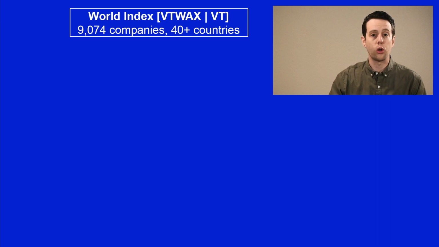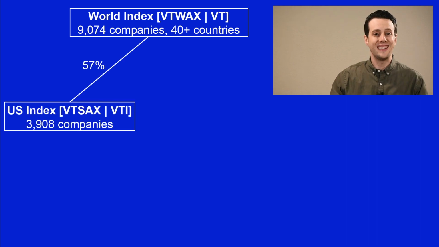The ticker for the Total World Index is VTWAX for the mutual fund and VT for the ETF. These are the same fund, just two different share classes. The fund tracks the FTSE Global All Cap Index with 9,074 companies in over 40 countries. I made another video detailing this fund, which I'll link up here and below. At the next level, Vanguard has VTSAX or VTI for the total US stock market index. But we're focusing on international in this video.